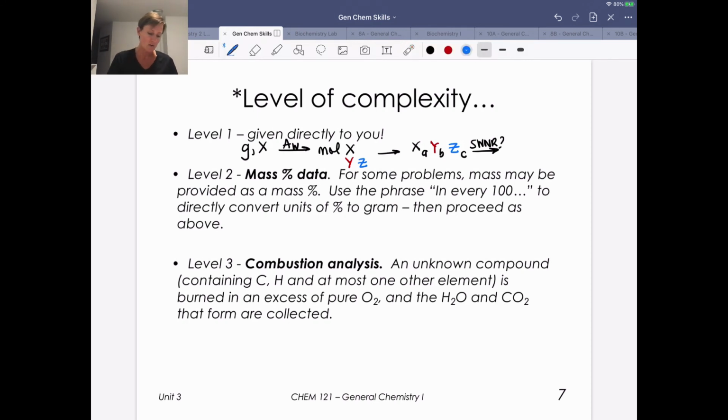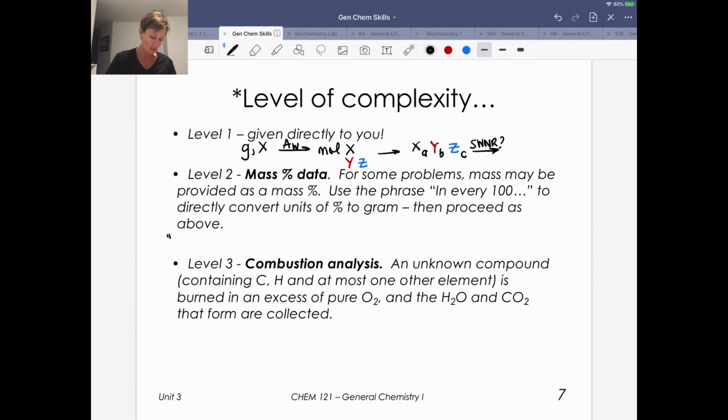So let's see if we can understand how we would do a level 2 type problem. A level 2 type problem means we're given not mass data, but mass percent data. So we might say that a certain compound has 12% carbon and 15% oxygen, and the balance is bromine, let's say. What we would have to do then is use the phrase "in every 100."